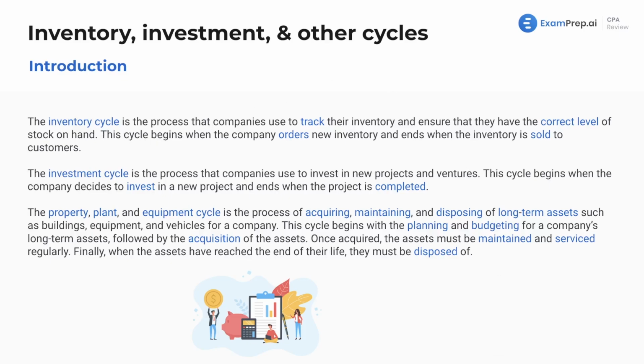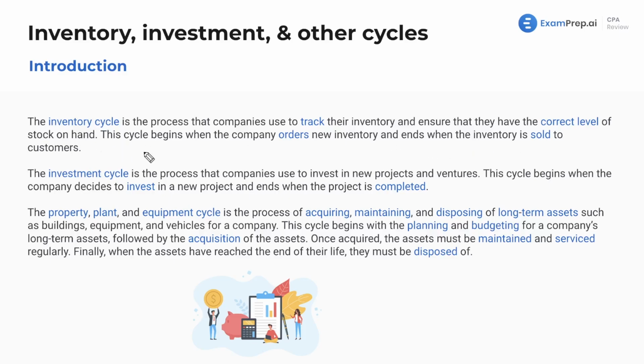Let's dive right in and talk about the inventory cycle. This is the process that companies use to track their inventory and ensure that they have the correct level of stock on hand. This cycle begins when a company orders new inventory, all the way from issuing a purchase order, trying to buy something online, or just calling someone and saying, I need to buy a bunch of sheets of metal so we can make our products, and ends when the inventory is sold to customers.